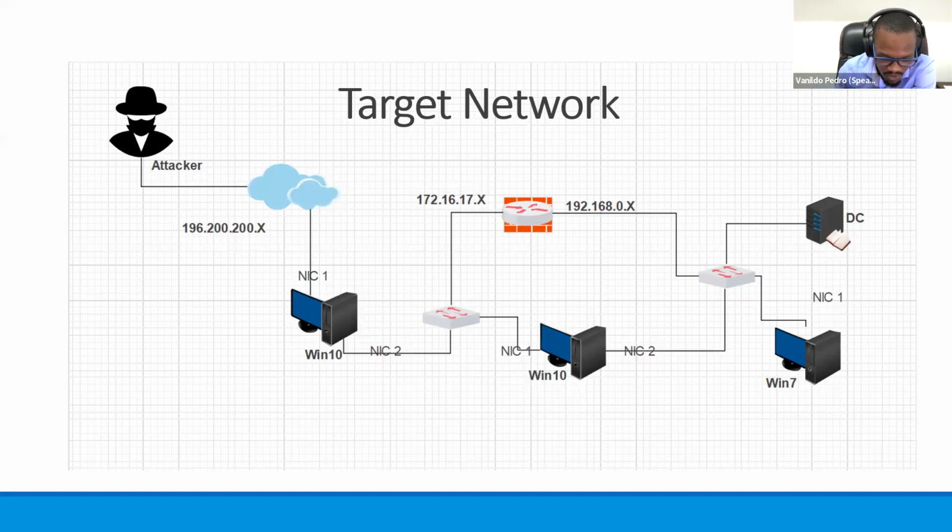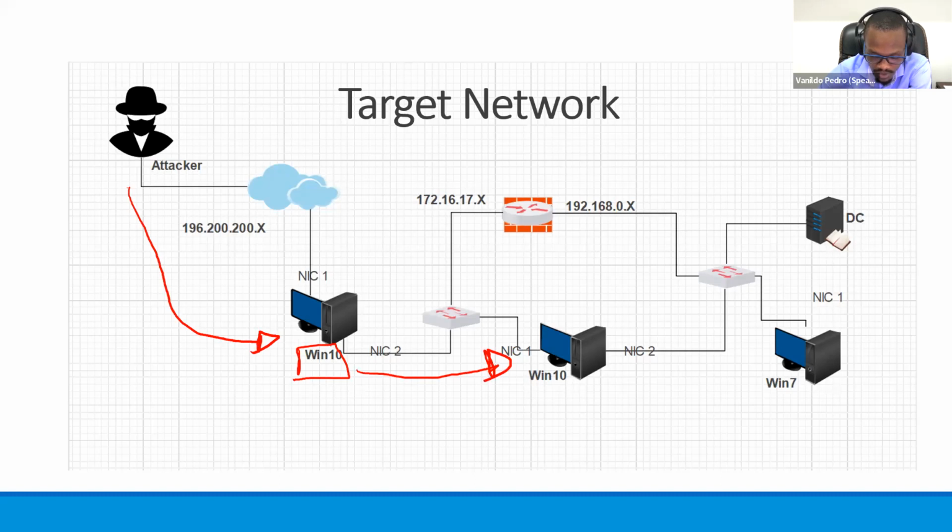Since we only have an RDP connection here, I don't want to use a bind TCP. I want to use a reverse TCP. For me to be able to use reverse TCP, I need to follow exactly how the network traffic is going through. Let's understand first. If the target or my attacker sends a request, the request goes first to the Windows 10 machine. After that, this traffic is forwarded to the destination.